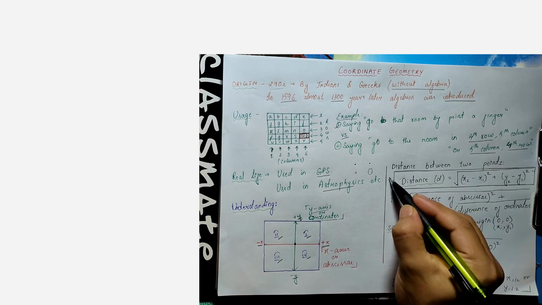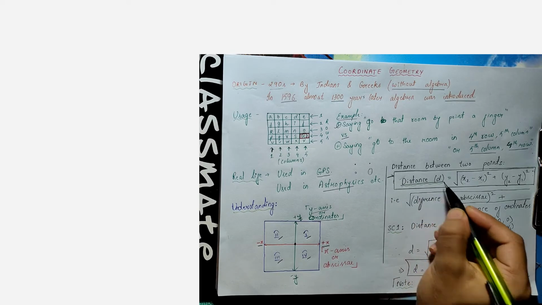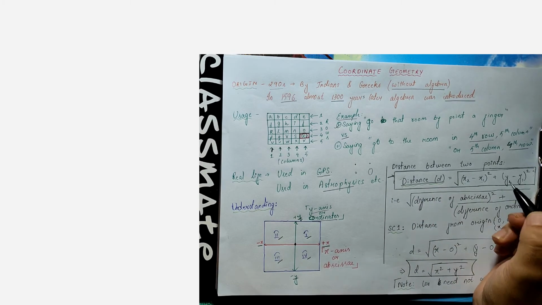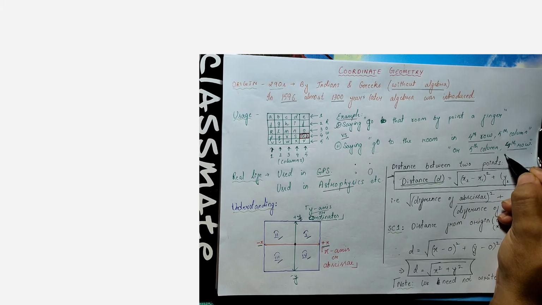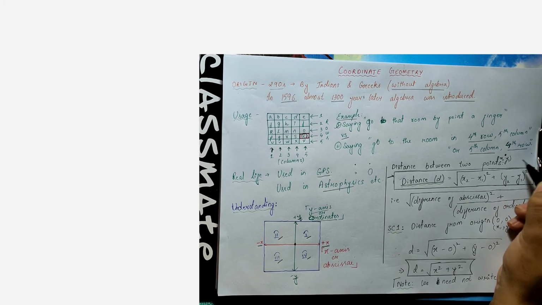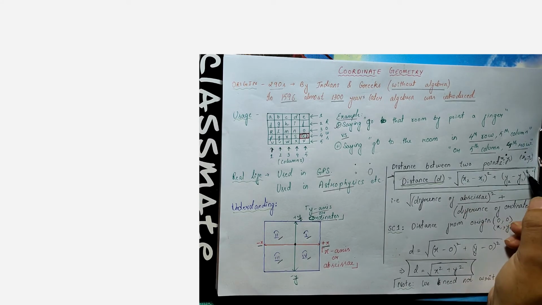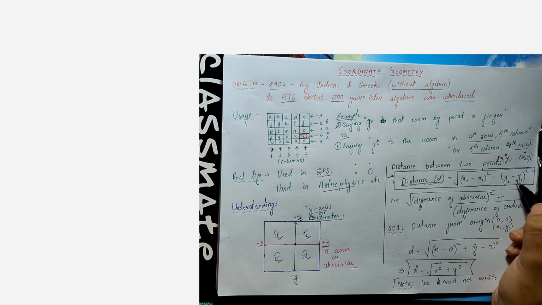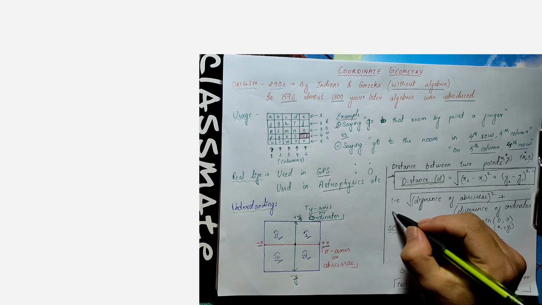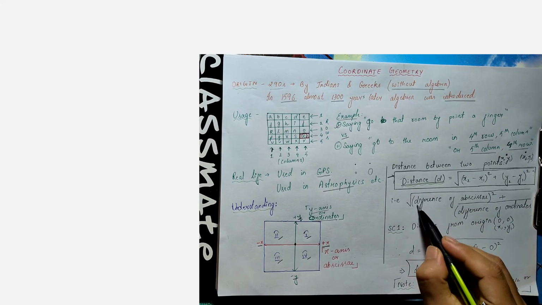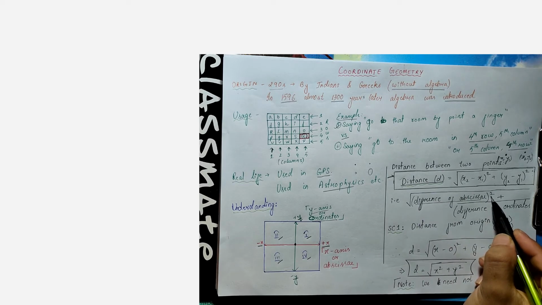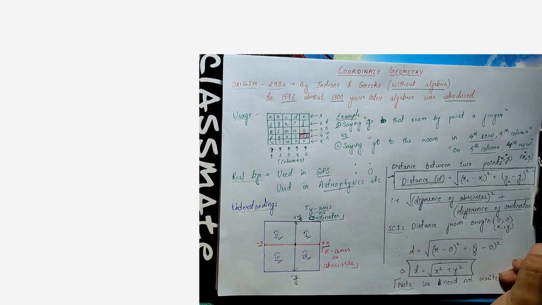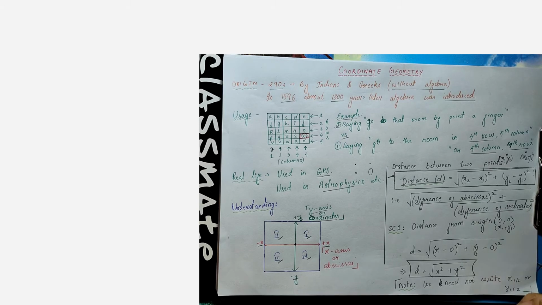Now let's dive into the first formula, that is the distance formula. The formula to find the distance between 2 points, let's say x1, y1 and x2, y2, is square root over x2 minus x1 whole thing square plus y2 minus y1 whole thing square. That is, square root of difference of abscissa squared plus difference of ordinates squared.